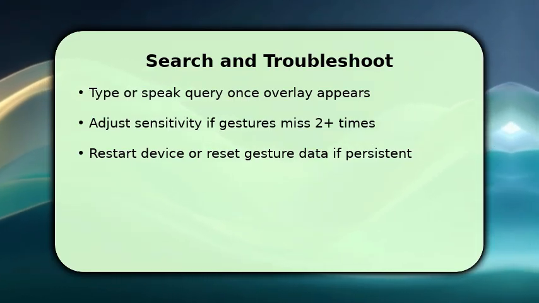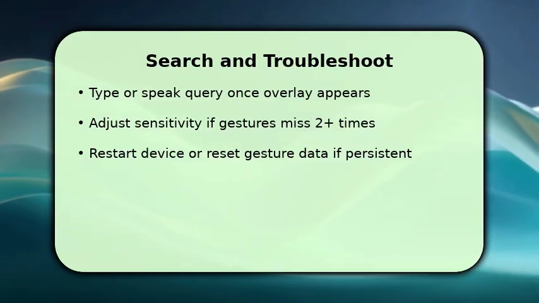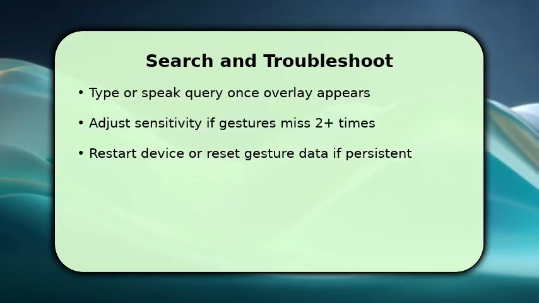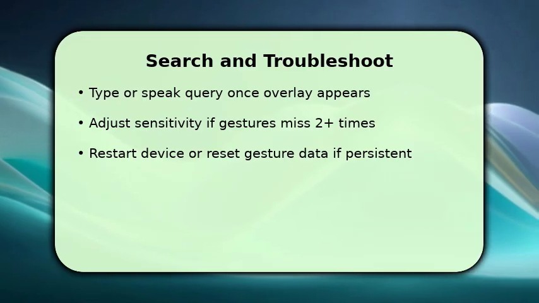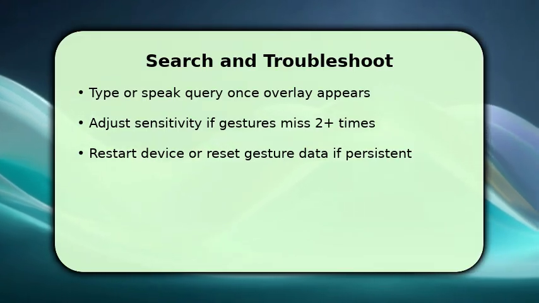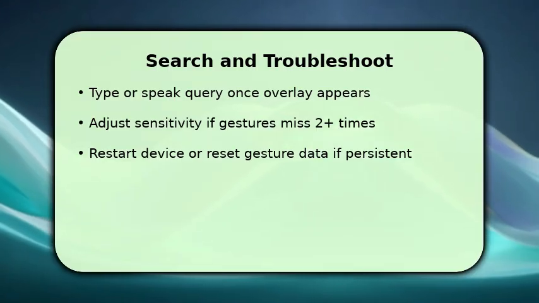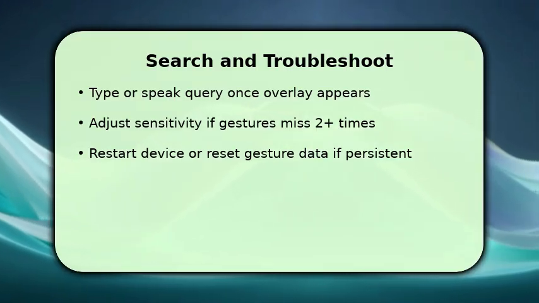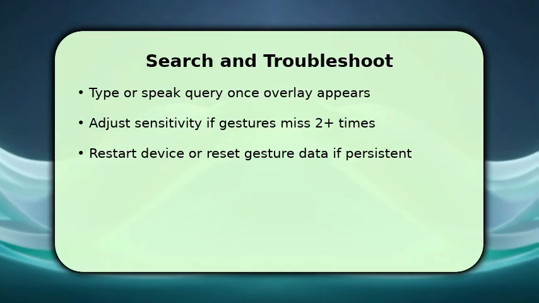To finish, practice a few times with common queries so the gesture becomes consistent. If gestures miss more than twice, go back to Gesture Settings and increase sensitivity or expand the edge zone. If problems persist, restart the device and, as a last resort, reset gesture data in Settings. This clears learned patterns so you can retrain the circle motion.